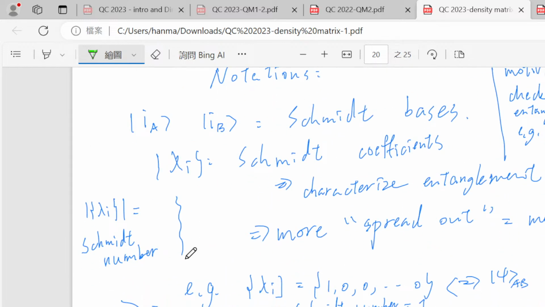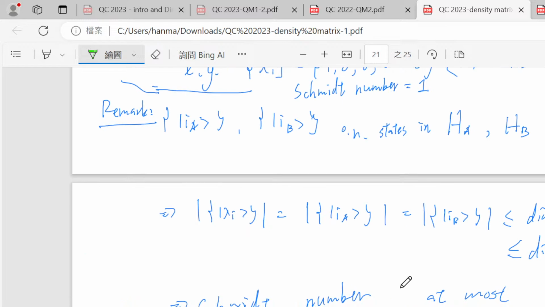And we see that the Schmidt coefficients give you some idea about how entangled your state is. So if it's very concentrated, then your state is not very entangled, and if it's spread out, it's very entangled. And here we use the Schmidt number as a not very robust way to describe this phenomenon. So the Schmidt number is just the number of non-zero entries in those lambdas.